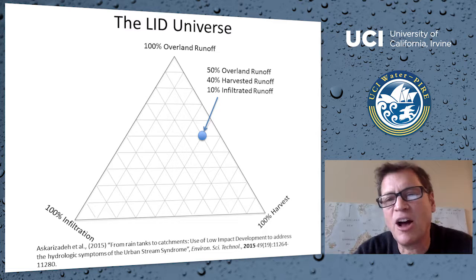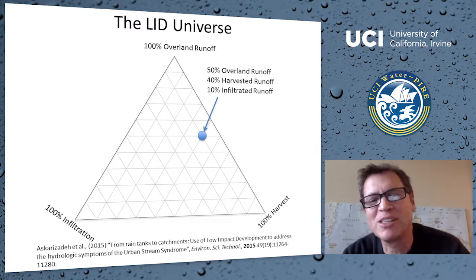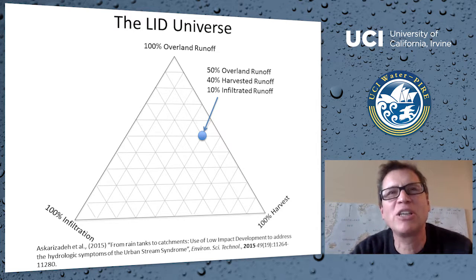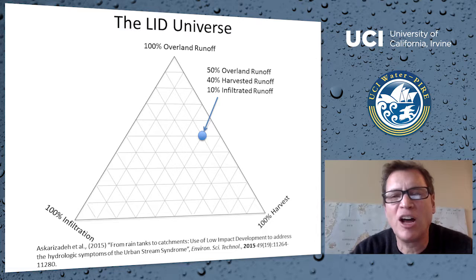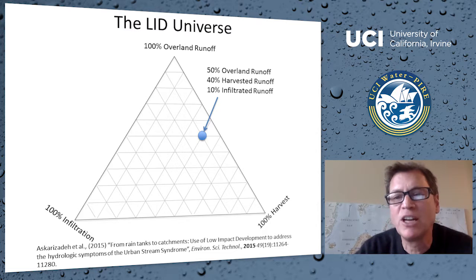The key thing about ternary diagrams, in case you haven't encountered them before, is that any point in that ternary diagram conserves mass. In other words, the end members have to add to 100%. So that dot that I've got located on the ternary diagram corresponds to 50% overland runoff, 40% harvested runoff, and 10% infiltrated runoff.